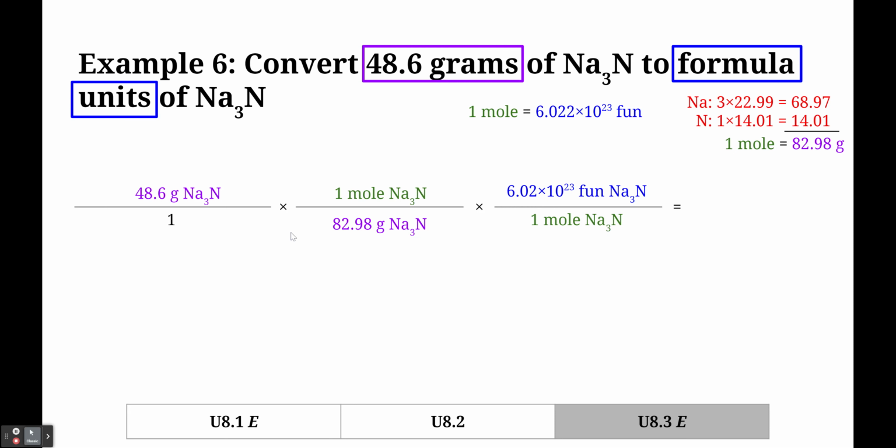And then I multiply across the top, multiply across the bottom, divide them, and I get 3.52581 times 10 to the 23rd. Lastly, check sig figs. I have 3 sig figs, 4 and 3, so I'm limited to 3. So I round my answer to 3.53 times 10 to the 23rd formula units. And that is it for 8.3.